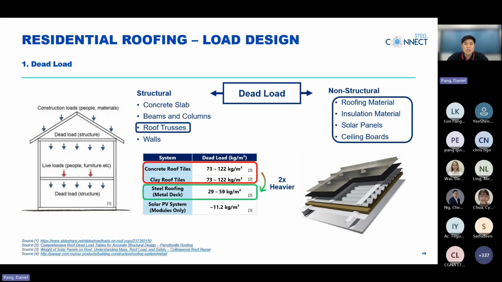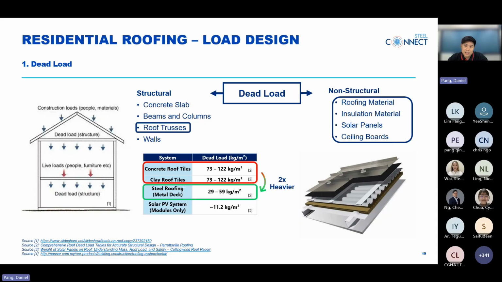Firstly, the most important load of all is actually dead load. Dead load is the addition of structure and construction weight. In dead load, we have 2 parts, structural and non-structural. Structural consists of concrete slab, beam and column, roof trusses, and wall, whereas non-structural consists of roofing material, insulation material, solar panel, ceiling board, which are mainly the roofing system.